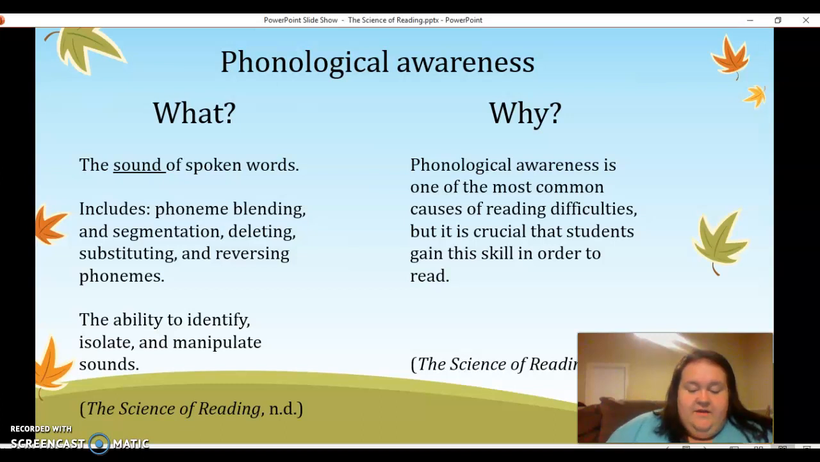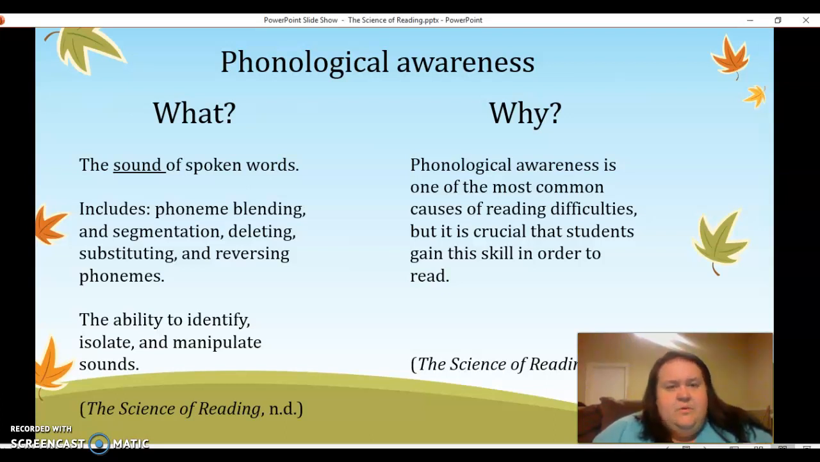Next, we will talk about the major components of reading. This is where we'll get into talking about phonological awareness, fluency, phonics, and vocabulary. First up is phonological awareness. Phonological awareness is the sound of spoken words and the ability to notice the sound structure of those spoken words. You can isolate, identify, and manipulate language with phonological skills. It includes blending and segmentation.